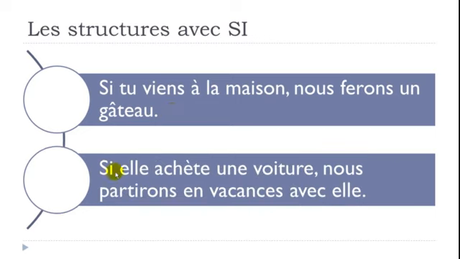Second example, si elle achète une voiture, acheter is to buy, une voiture, a car, nous partirons en vacances avec elle. Partir here is to leave, and then you've got the future form, we will leave en vacances, on holiday, avec elle, with her. So you can see that in that case, you've got first the present form, followed by the future form. This is quite easy to make. Remember, si plus présent, then the future.